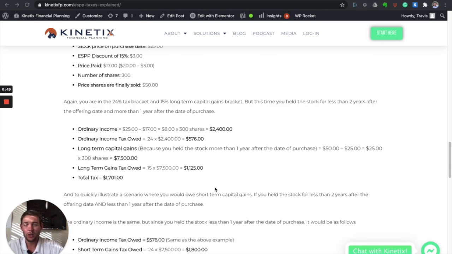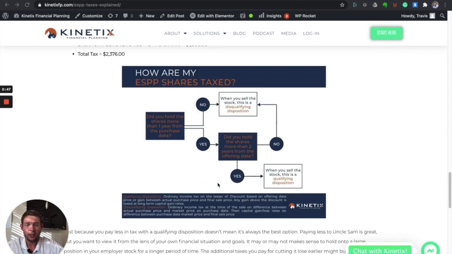And then the last thing I want to show you can really help you determine if it's a qualifying or disqualifying disposition really quickly. This flowchart here, just ask yourself the question, yes or no, and follow it through and it will tell you if it's a disqualifying or qualifying disposition. But as with anything in financial planning, you want to make sure that what you're doing and when you're selling the shares is what works for your financial plan. And then after you've determined what works best for you, add the tax component to figure out how you can optimize your taxes and what you should expect from a tax liability.